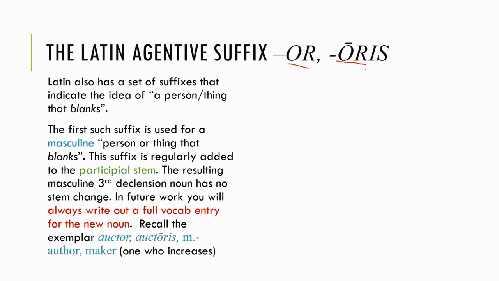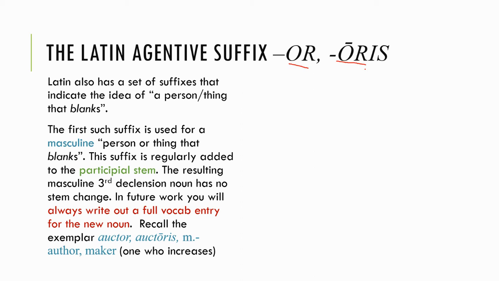The resulting masculine third declension noun has no stem change of its own, so -or morphs into -oris. You might count the macron as a sign of a stem change, but we're not going to see drastic stem changes like we do on other third declension words. So we have the exemplar of auctor, auctoris, masculine noun, meaning author or maker.